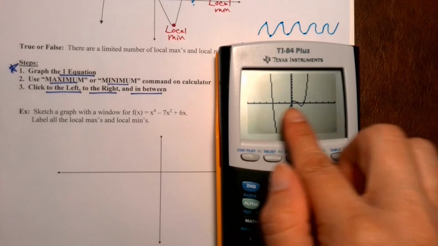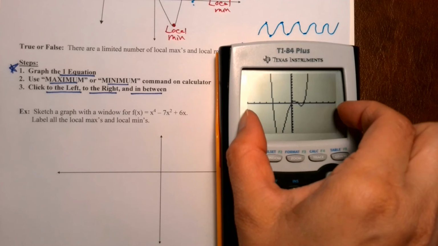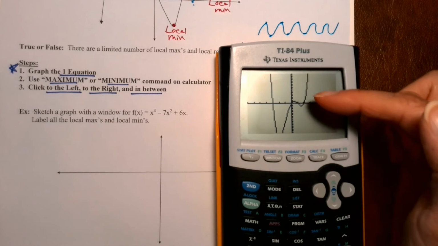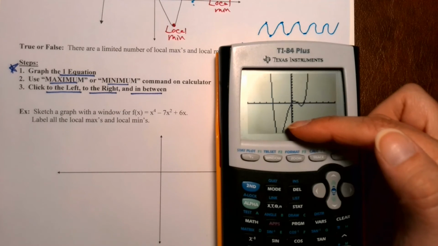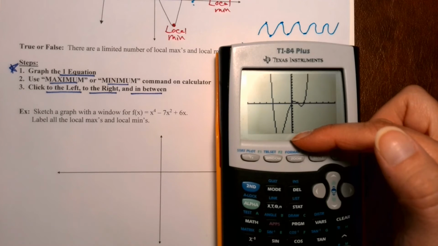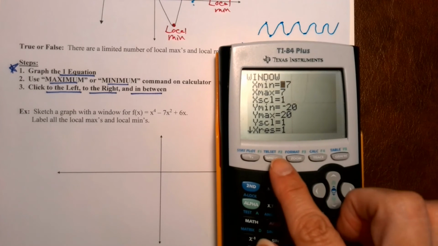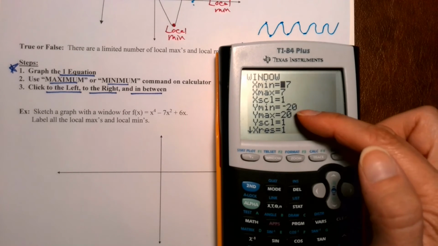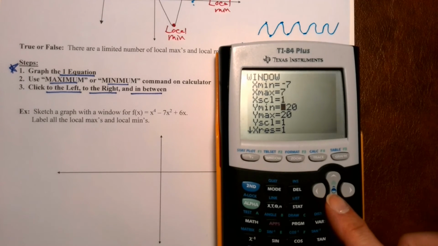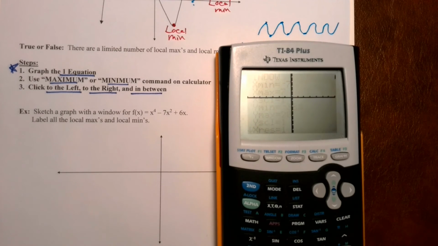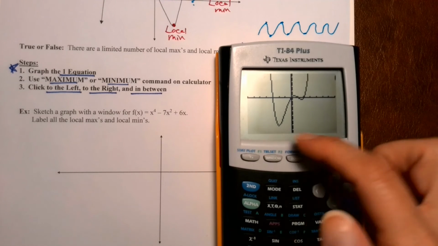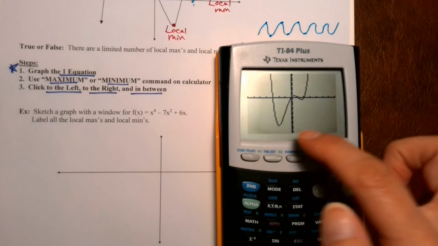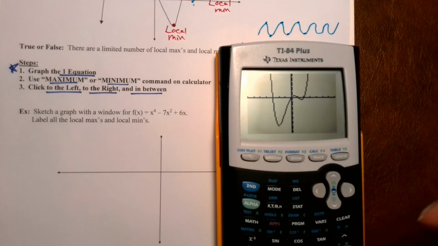In terms of the x-axis, it seems like we're seeing everything. In terms of the y-axis, it seems like maybe we need to go down a little bit more. So I'm going to check out my window. X-axis is fine. The y minimum is negative 20. Maybe I'll try going negative 30. Does that show us enough? Absolutely. You don't want to cut it too close. Remember, we're trying to find the maximum and the minimums.